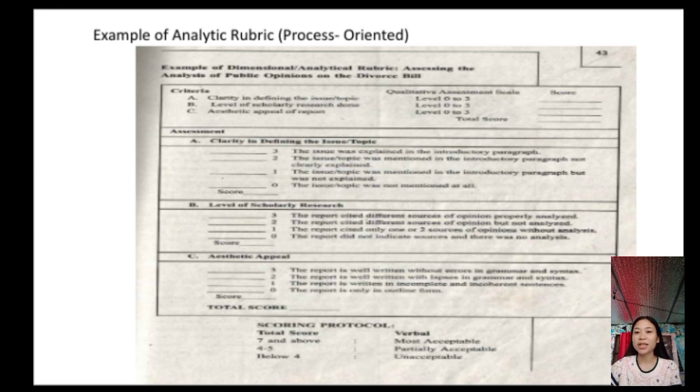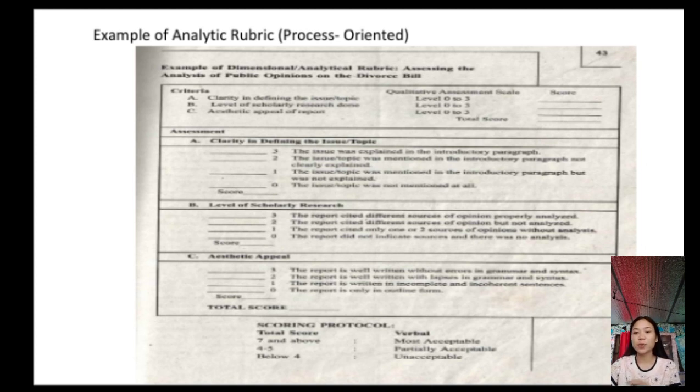So as you can see in the rubric, the assessment criteria breaks down into specific components of criteria. Each criterion is evaluated separately, and the rubric articulates different levels of performance for each criterion.